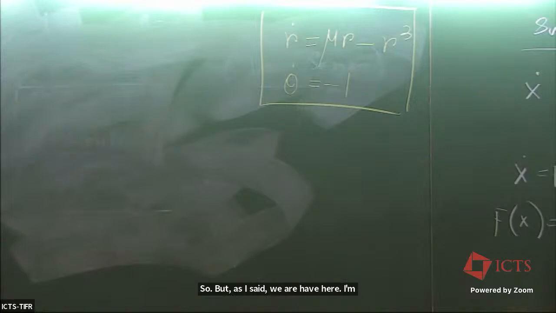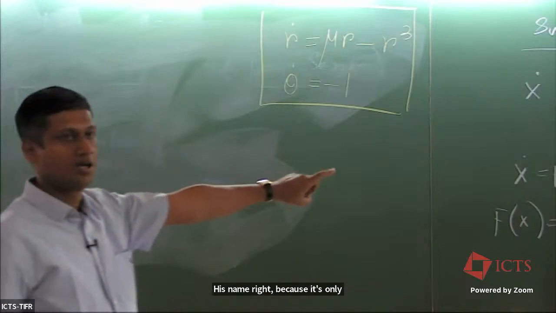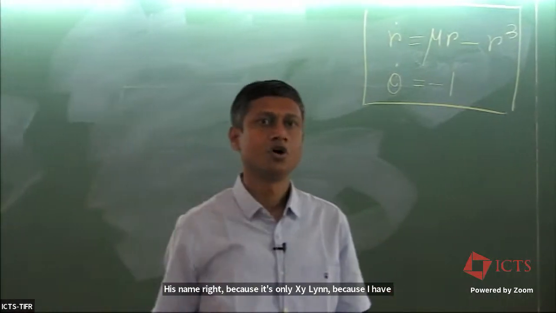But as I said, here I am having two variables, right? The motion earlier was always on a line, and here the motion is on the phase plane, right? Because it's on the xy plane. Because I have introduced the notion of oscillation.